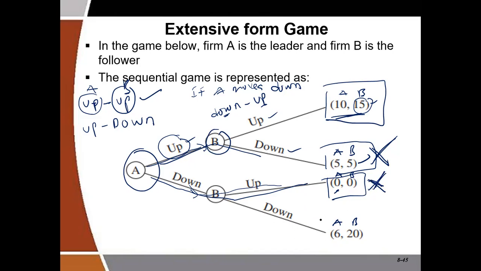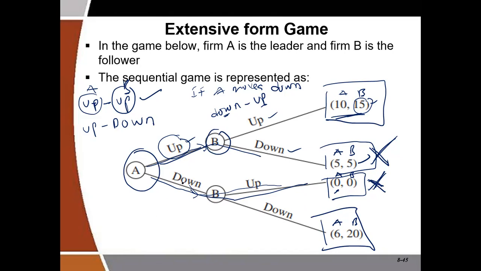Let's check the last one. Now, if we are at down, down, if B alone moves to up, it now becomes down, up. So B would have reduced his money from 10 to 0. He will not do that.